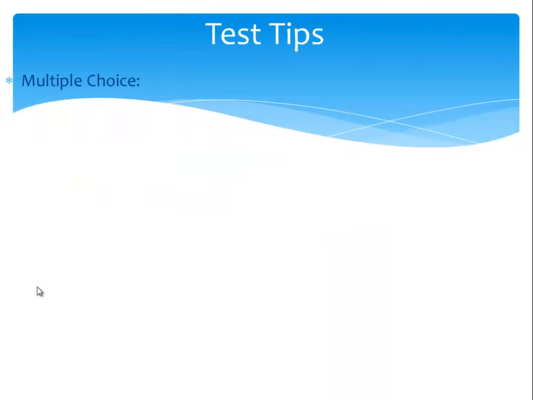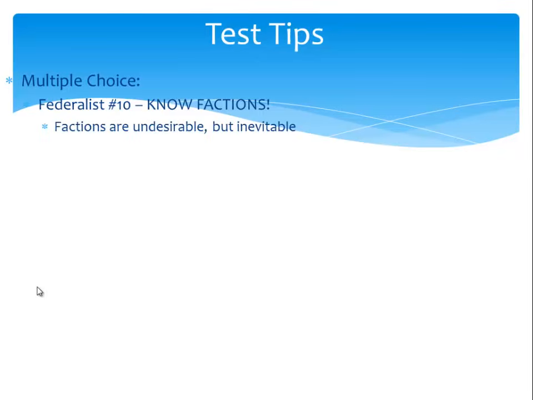All right, let's focus on some test tips for you. Multiple choice, Federalist 10. If you see these in multiple choice, be able to identify the word factions, a group of people with similar interests. Also know that Madison argued that factions are undesirable, but they are inevitable. They are bound to happen.